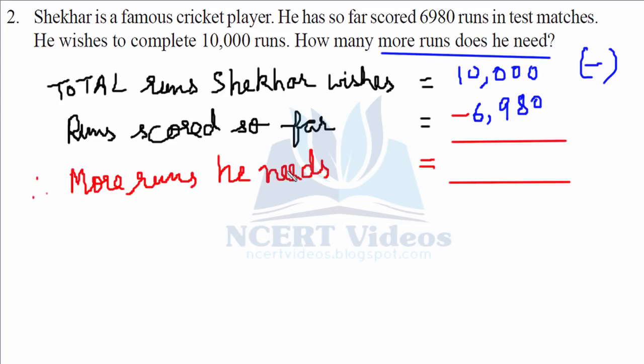So more runs he needs, 0. Then minus 8 gives you 2. 9 minus 9 gives you 0. And similarly, we have, so it gives 3,020 runs required.